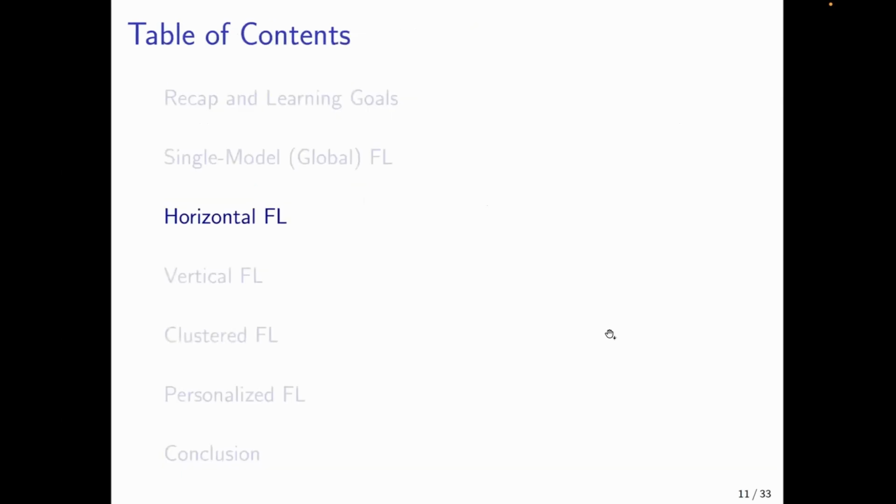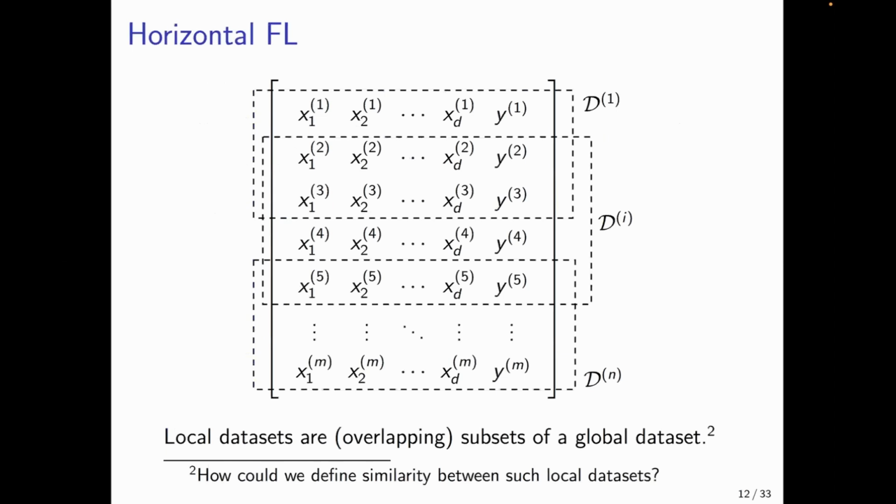Okay, then let's move on to the next one, which is called horizontal federated learning. Horizontal federated learning uses local data sets that are subsets of some underlying global data set. The devices, the nodes in the federated learning network, have access only to different subsets of these data points. However, they have access to all features of each data point, but different subsets of data points. And these subsets might be overlapping.